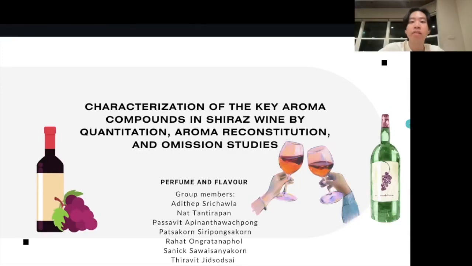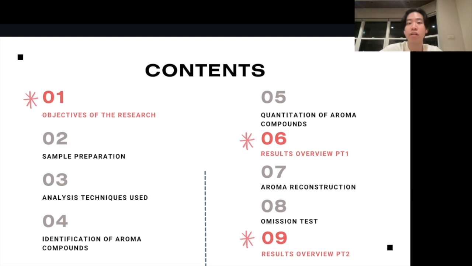Hello, we're Group 3, and today we'll be presenting on the aroma study of Shiraz wine. More specifically, our selected paper goes through the characterization of the key aroma compounds in Shiraz wine by quantitation, aroma reconstitution, and omission studies. So firstly, I would like to quickly go over the contents of this presentation.